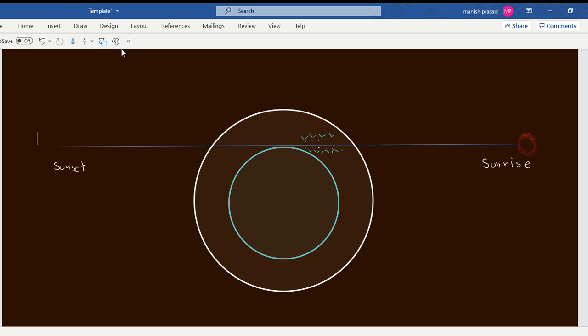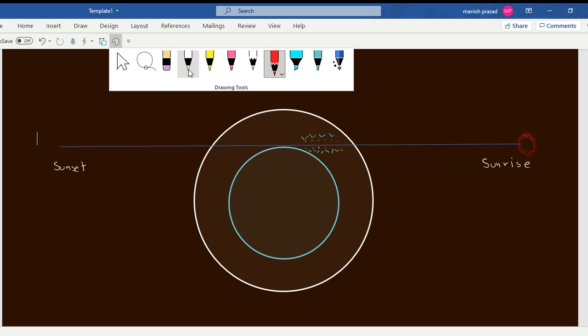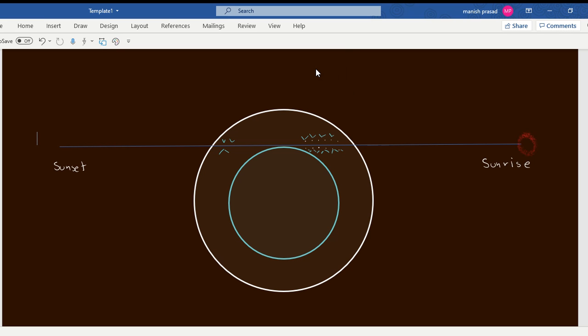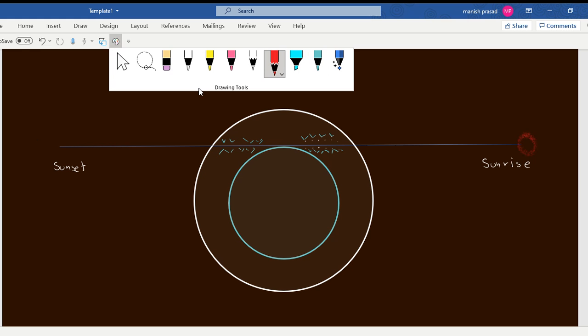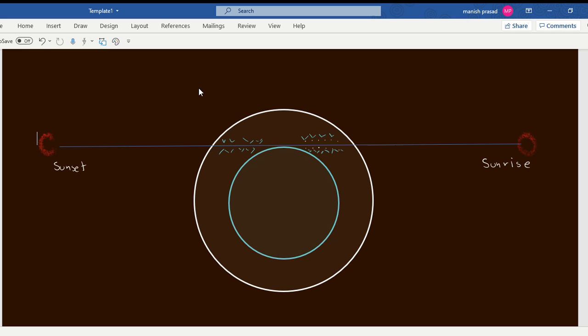Same thing at sunset. At sunset, again, what is happening is it has to cross a larger distance. So again, almost all the blue light gets scattered. And the sun looks red in color. Reddish in color, yes.